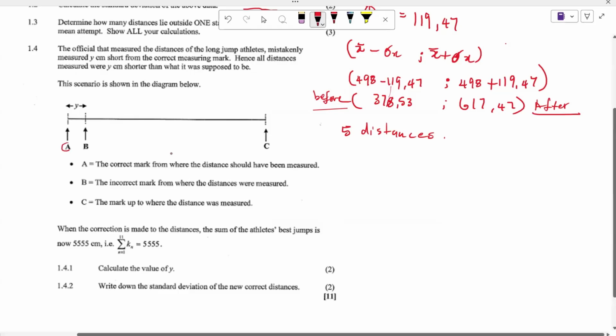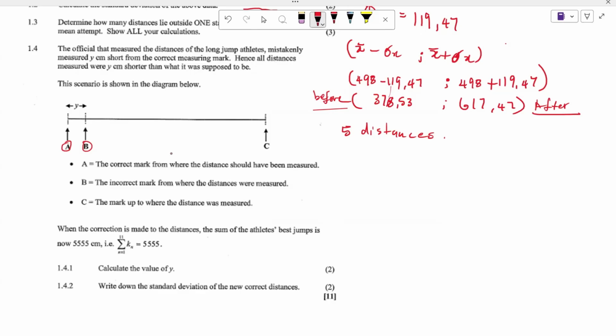So they were supposed to start at A, but the incorrect mark, which means what they did is that they started at B. But luckily, all the athletes who were doing the long jump were measured from B and not from A, right? Then they are saying C is the mark to where the distance was measured, so basically this is the end point in which this was measured. Right now, I want you not to stress here. Remember, this is probably given in terms of a pattern.